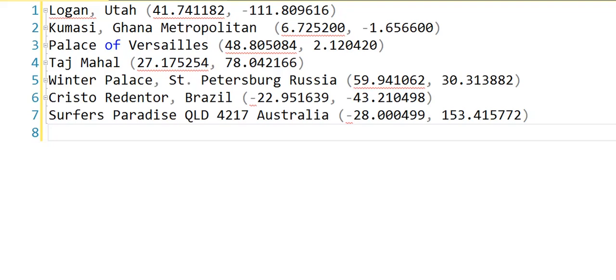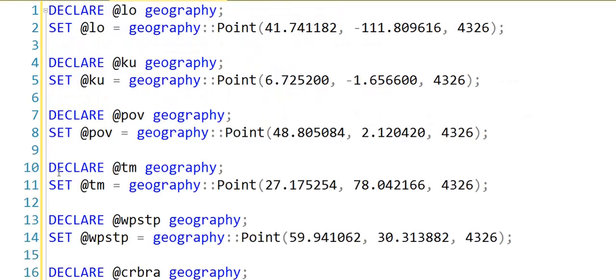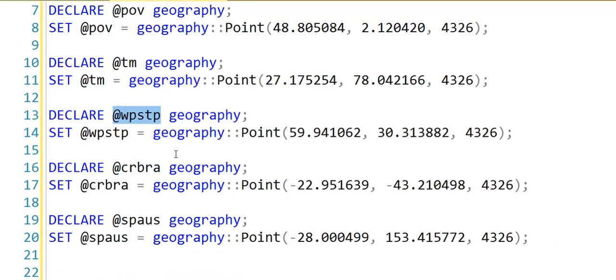Here are each of those locations with their longitude and latitude in SQL Server. If we set each of those locations equal to of type geography and specify the point, then we can calculate distance between each of these locations. So here's Logan, Utah, here's Kumasi, here's Palace of Versailles, here's the Taj Mahal, here's the Winter Palace at St. Petersburg, here's the Cristo Redentor statue in Brazil, and the Gold Coast Surfer's Paradise in Australia.